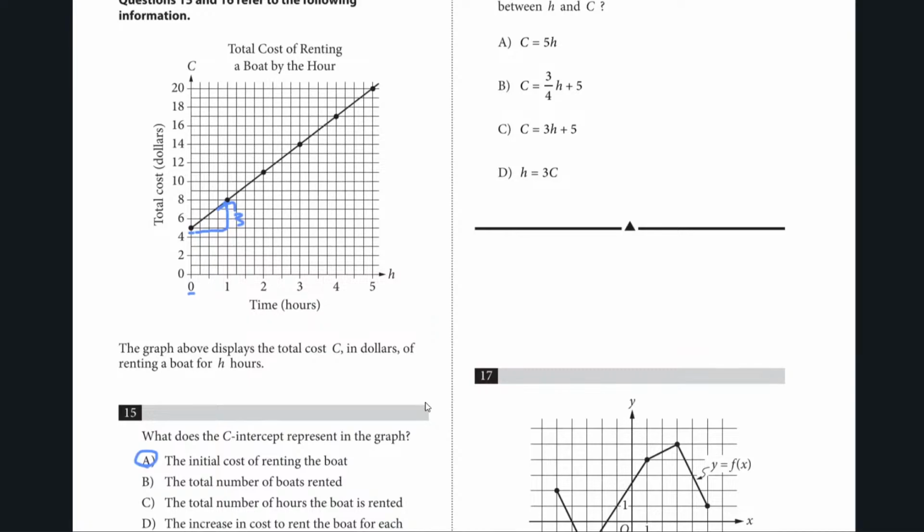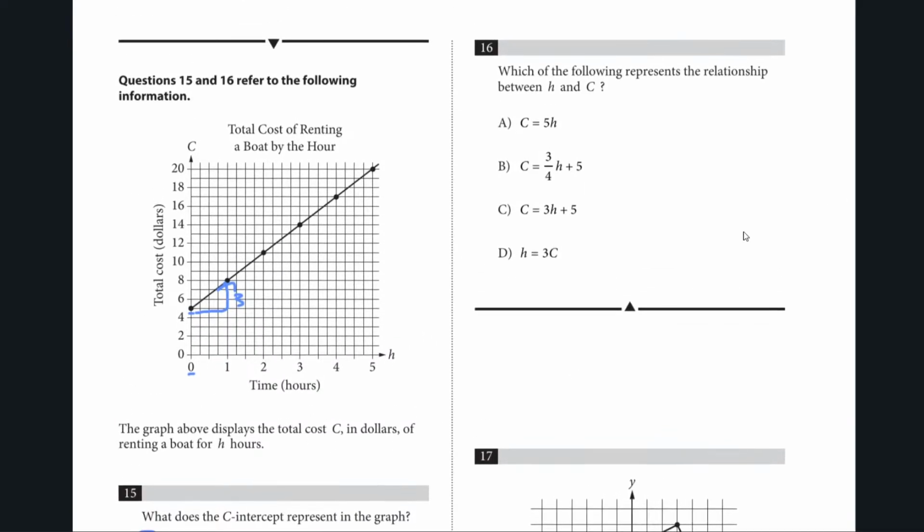That is incredibly cheap. I don't think you can find a boat rental like this anywhere in the world for just $5 and then $3 an hour. It costs more to rent a kayak. This must have been like, I don't know, the 1920s. There's no way. They could at least make this look realistic by starting it off at like 50 and then increasing by 50 per hour.